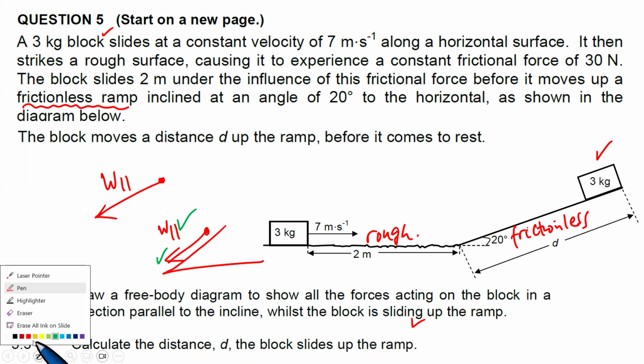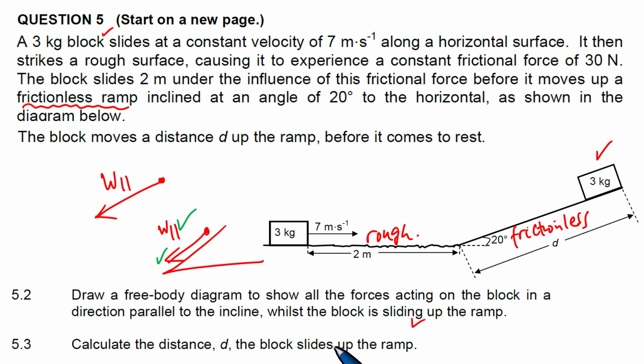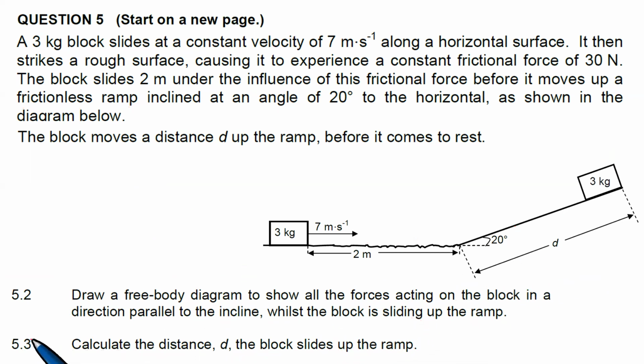Now, in 5.3, you need to perform a calculation. Calculate the distance d the block slides up the ramp. So we're interested now in calculating the distance d. How much is this distance as it goes up like this? So we're going to do 5.3 now.